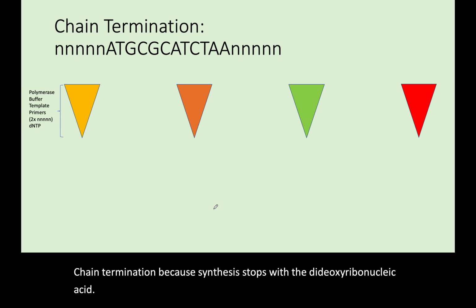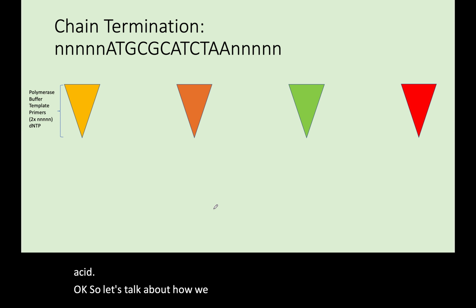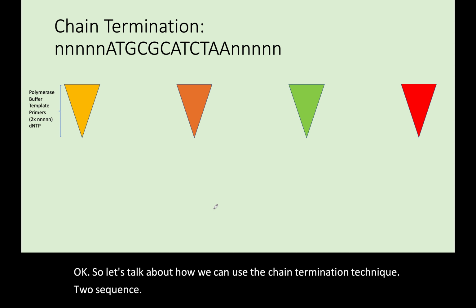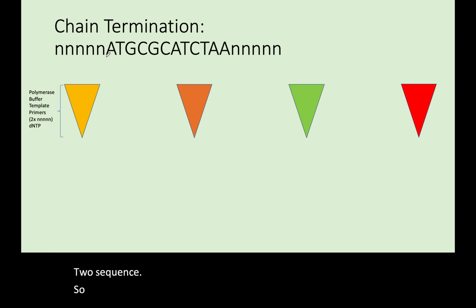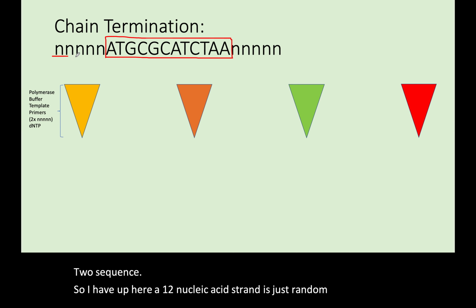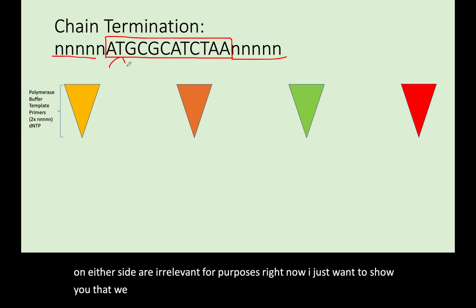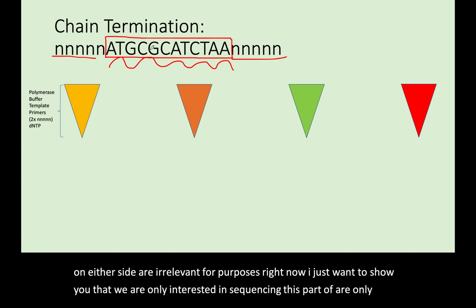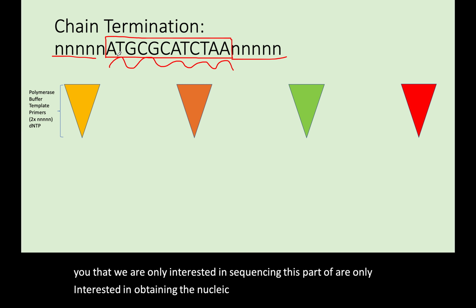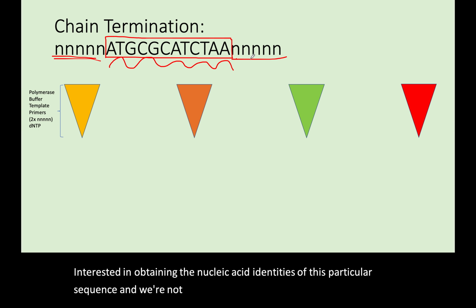Okay, so let's talk about how we can use the chain termination technique to sequence. I have up here a 12 nucleic acid strand. It's just random letters. The ends on either side are irrelevant for our purposes right now. I just want to show you that we are only interested in obtaining the nucleic acid identities of this particular sequence, and we're not going to care about the preceding or succeeding ends that are just random nucleotides.